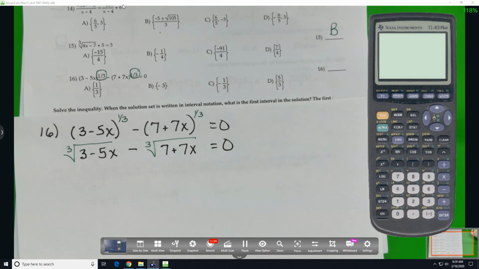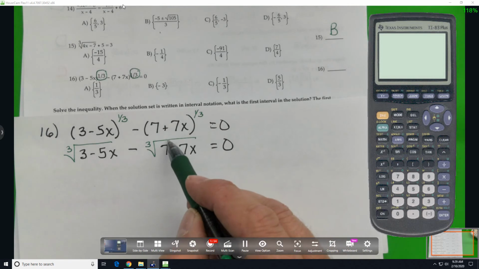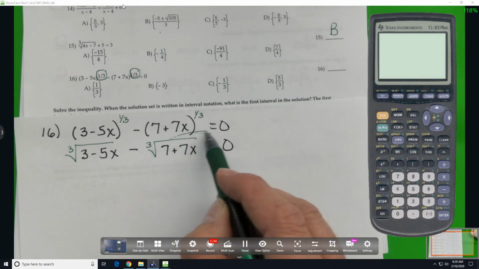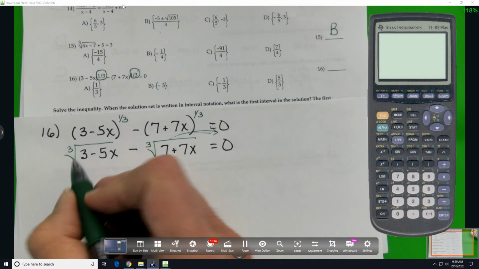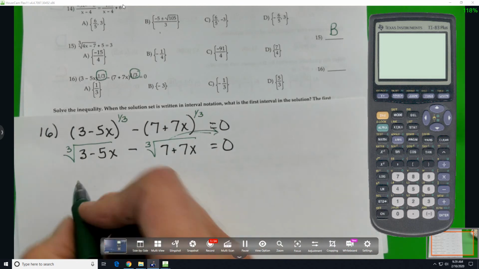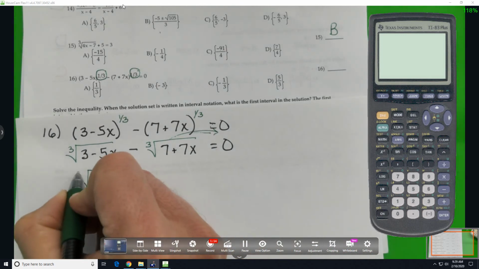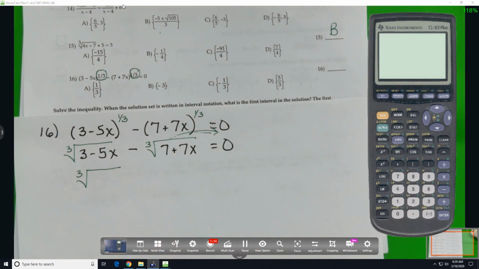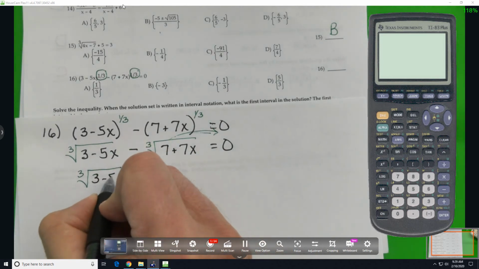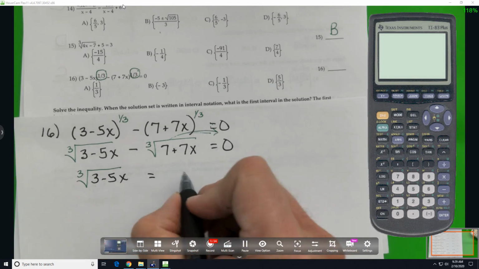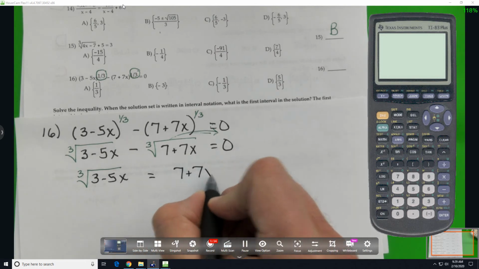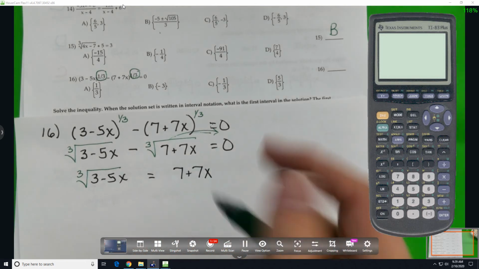And now, since there's 2 of them, they both got to be isolated. So what would I do to isolate those cube roots? To put one on each side, I'm going to move this one over. So we have cube root of 3 minus 5x. Then it's equals cube root of 7 plus 7x.